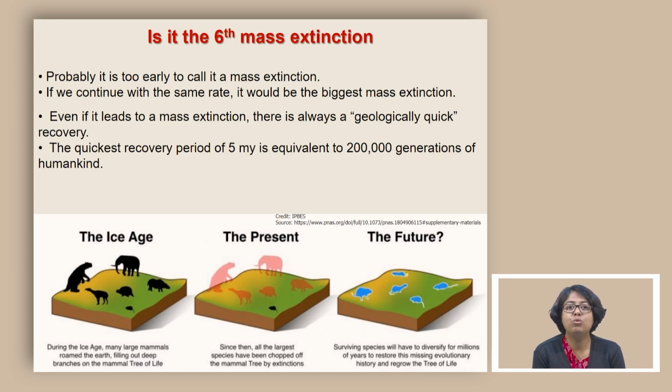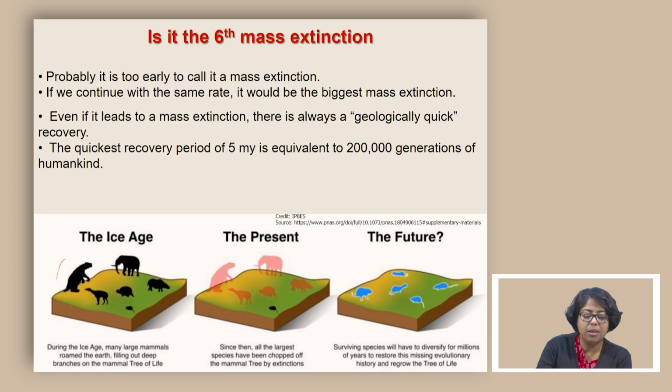Even if it leads to a mass extinction, there is always a geologically quick recovery, as we have seen. But the quickest recovery period is 5 million years that we have seen in the geologic time scale, and it is equivalent to 200,000 generations of humankind. So, again, for our selfish interest, we should be trying to ensure that we can stop the loss of biodiversity. So, there is this study which looked at the ice age mammals.